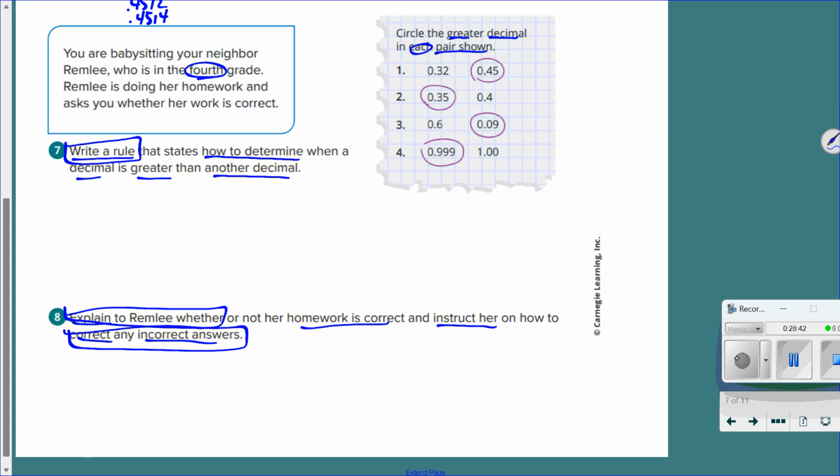Okay, who was able to come up with a rule? Adrian? Oh, you were just getting your hair, sorry. Elijah? That means the number that it is greater. I love all of that.